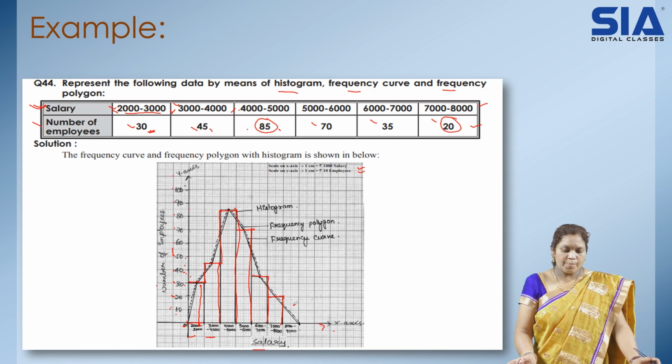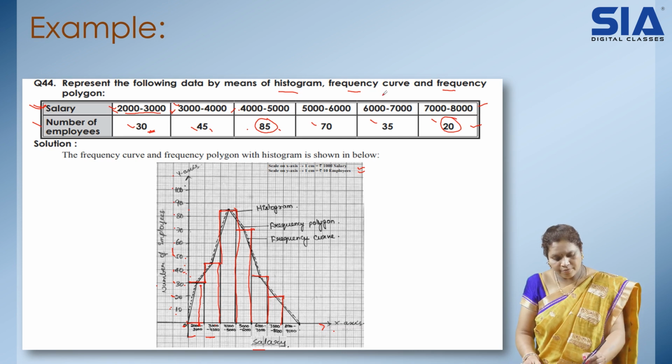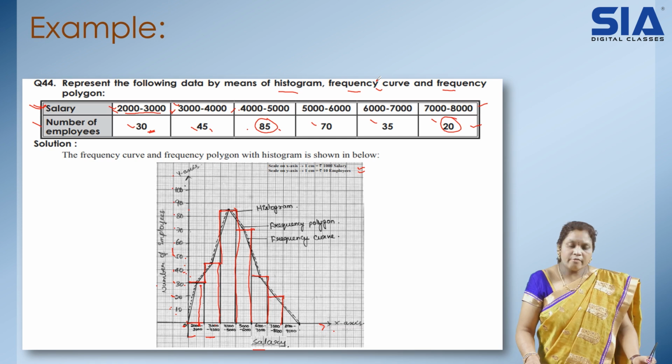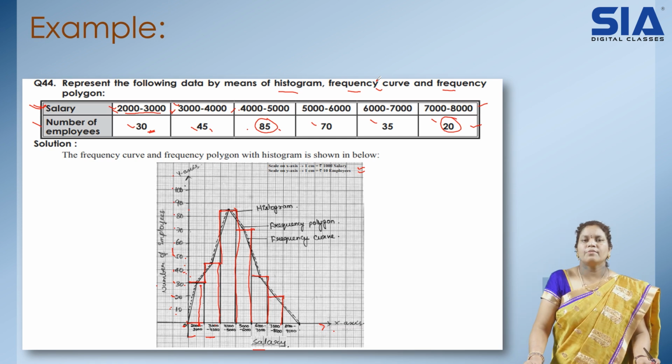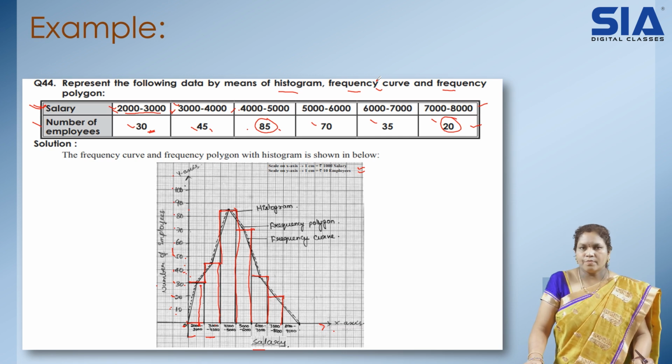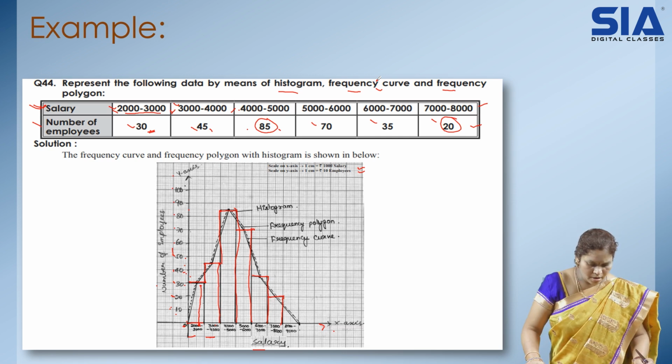Now in our example with the histogram, I have a frequency curve also, right? So let us discuss that now. I have explained just now that a frequency curve is nothing but taking the midpoints of the rectangular bars and drawing the curve with free hand. Now let us check how it goes.